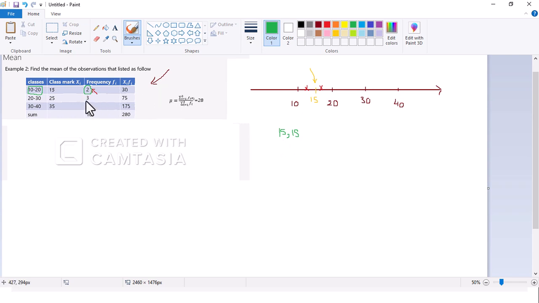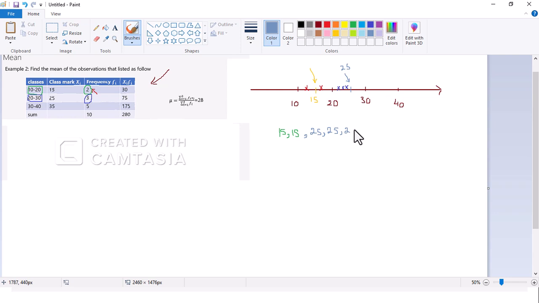This is the same for the second class. In the second class, we have a frequency of 3, and this class is between 20 and 30. That means we have 3 data between 20 and 30. For example, assume that these 3 numbers are here. Instead of knowing that, we use the class mark again, which is 25, and we assume that we have 3 times 25. Instead of 3 data whose places we don't know, we consider these 3 data as 25, meaning we have 25 three times over here.